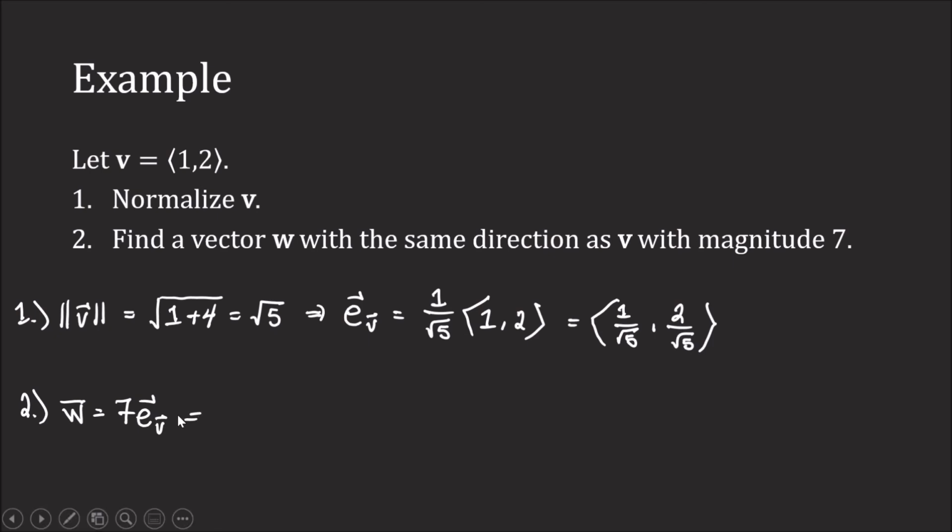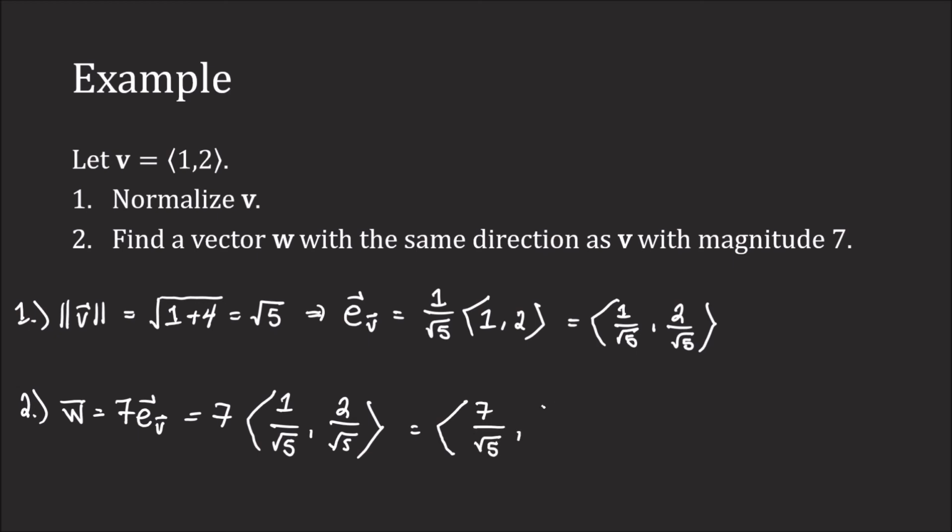Right, so this e sub v behaves as just the direction of v. So now w is 7 times 1 over the square root of 5, comma 2 over the square root of 5. And so a vector of magnitude 7 in the direction of v would be the vector 7 over the square root of 5, comma 14 over the square root of 5.